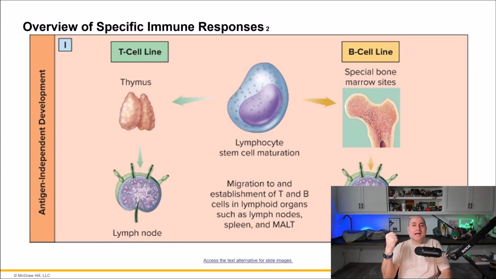And I'm going to talk about how do B cells get activated, right? How do T cells get activated? Because until they get activated, they're just kind of sitting there. And remember, each B cell recognizes a different antigen, and each T cell recognizes a different antigen. That's part of what specificity means in this chapter.